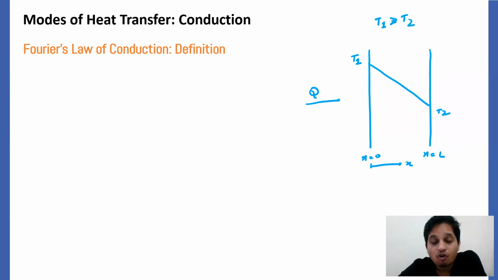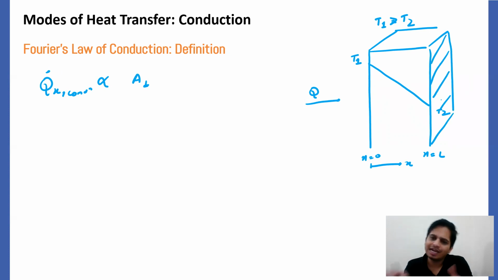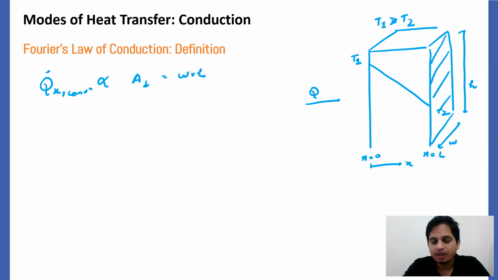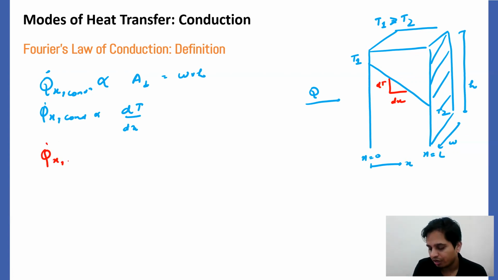Now what does Fourier's law say? The rate of heat transfer in a given direction, which is x, due to conduction is proportional to the area perpendicular to the direction of heat transfer. What is the perpendicular area? This area. The other two areas, this side and that side, are the same. Let's say this is width and this is height, so the perpendicular area is width into height. It is also proportional to the temperature gradient dT by dx. So I can write Q dot x conduction is proportional to perpendicular area times dT by dx.